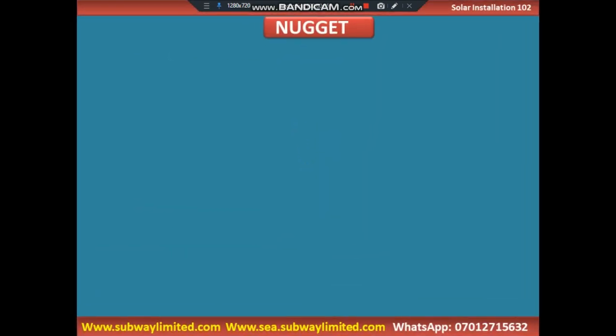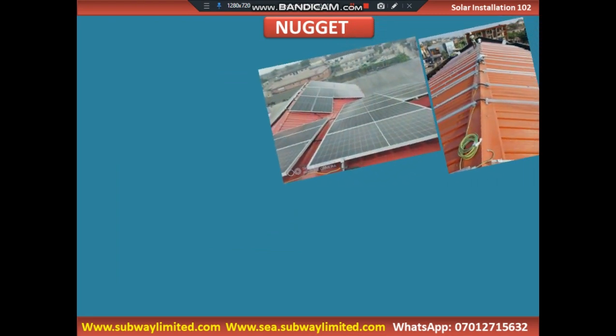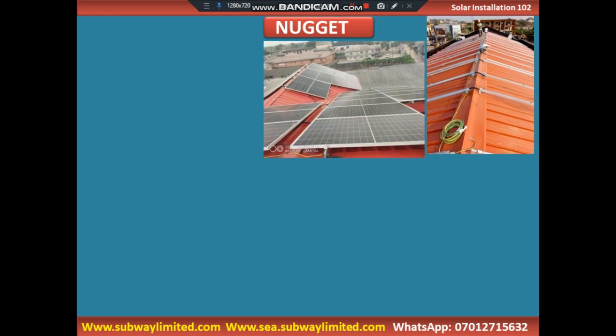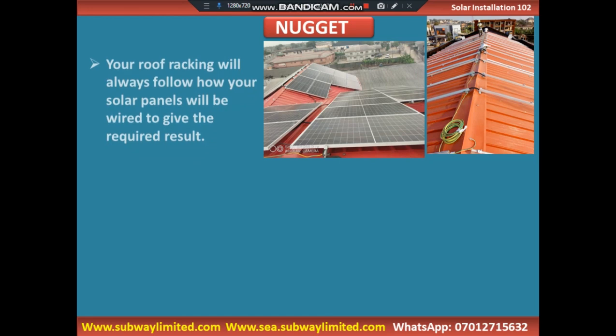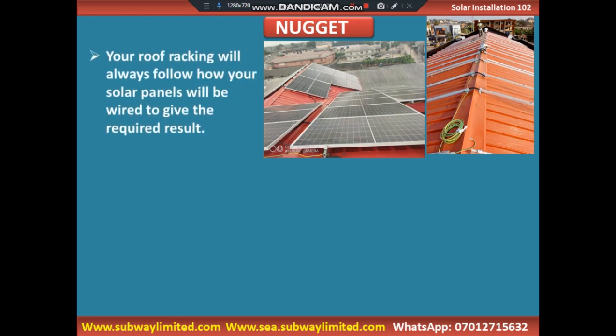Welcome to these nuggets. We are going to consider another thing that you have to take into consideration before thinking of how you are going to do your connection. We are talking about solar panel connection here, but there are certain things that you have to put in place first before you think about these different ways you can connect your solar panel. The next in this nugget is your roof racking.